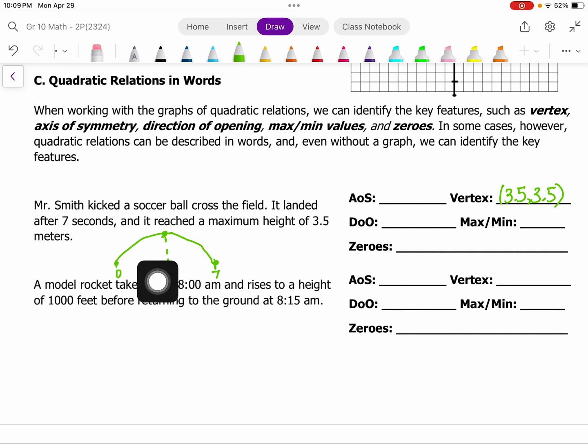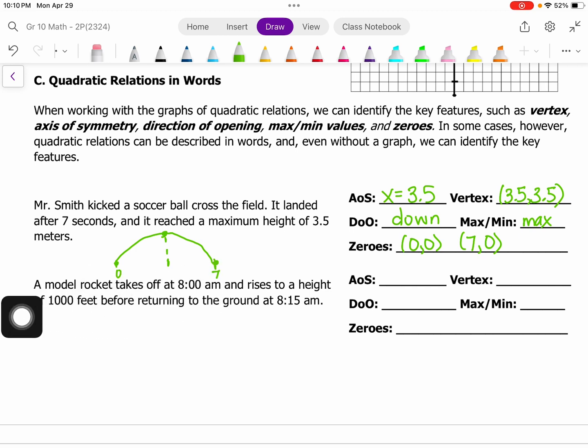The axis of symmetry is halfway there, so x equals 3.5. This opens down. That means we have a maximum. And our zeros happen at 0, 0 and at 7, 0. So at the beginning and 7 seconds later, the height of the ball is 0. Okay, let's try this next one.